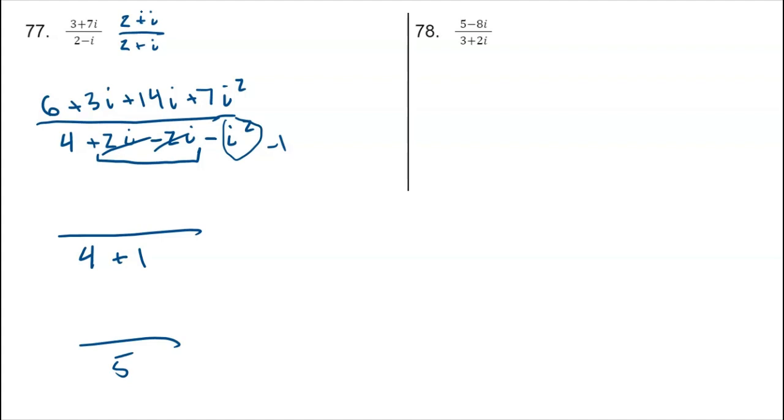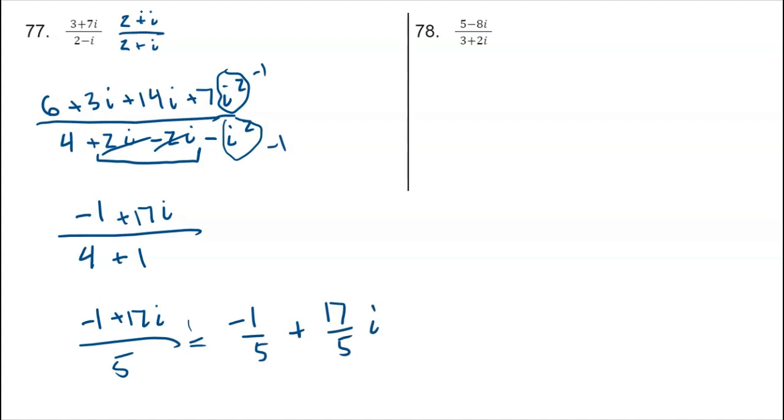Now in the top, I have a 3i and a 14i. That's going to make a 17i. But once again, this i squared is a -1, times the 7 makes a -7. Combined with that 6, it's going to get me a -1 plus 17i. So my numerator is -1 plus 17i. Now, we like to split this up so there's a real part and an imaginary part. We prefer to write this as -1/5 plus 17/5 i. Basically we're dividing everything by 5. -1 divided by 5 is -1/5, and 17i divided by 5 is 17/5 i.